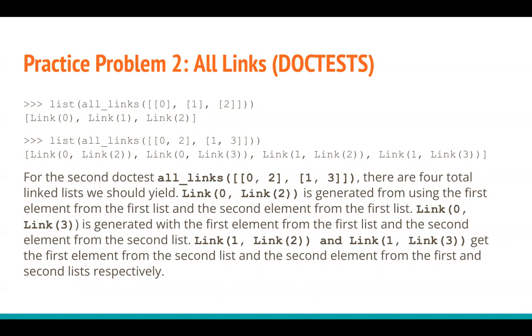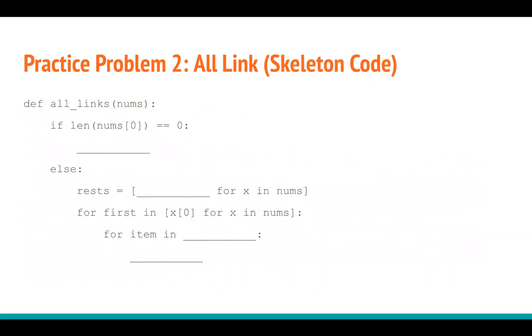So you can kind of think as we're creating a bunch of combinations of linked lists, but there's a very particular way we're doing that. I know this seems a little confusing at first, but once we look at the skeleton code, that might help you figure out how to get started with this. So here's the skeleton code.